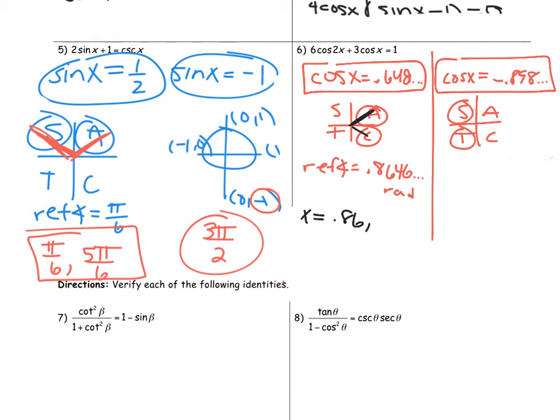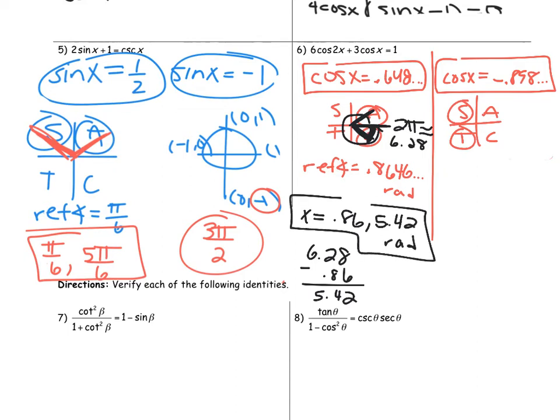Now, I'm also in the fourth quadrant, remembering that if I wrap all the way around, the measure is 2 pi, which is the same thing as 6.28, roughly. We approximate that. So I have 6.28 minus my reference angle of 0.86. When I subtract that out, I end up getting 5.42 radians. So these are my first two angle measures for cosine of x equaling 0.648, blah, blah, blah. Those are my two radian measures. We want this in radians.